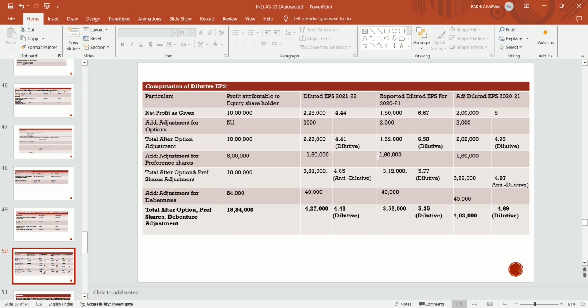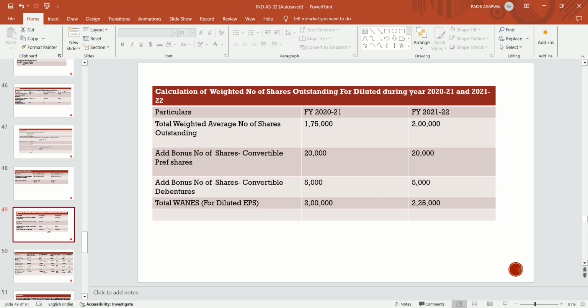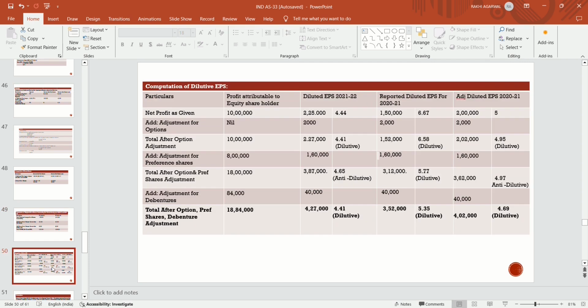Now the adjusted diluted EPS, that is the restated diluted EPS for the financial year 2021, becomes, as we have calculated after giving the bonus impact of all the shares, normal bonus impact, and also convertible preference shares and convertible debentures, 2 lakh. So 10 lakh divided by 2 lakh becomes 5.